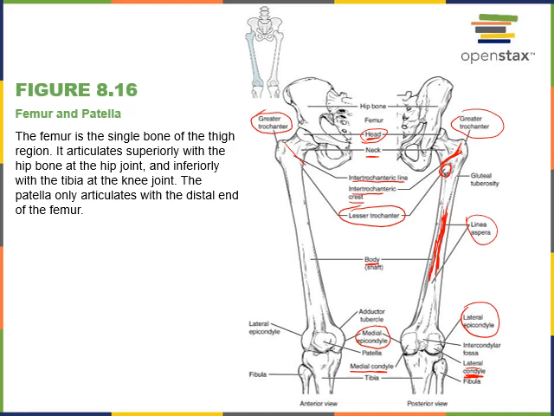We can see that the distal epiphysis of the femur also articulates with the patella and has a flat patellar surface, a smooth surface on the anterior of the distal epiphysis that articulates with the patella. There's an intercondylar fossa, a smooth, deep indentation between the medial and lateral condyles.